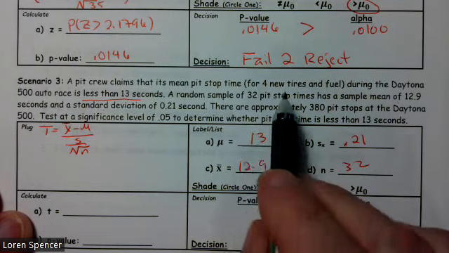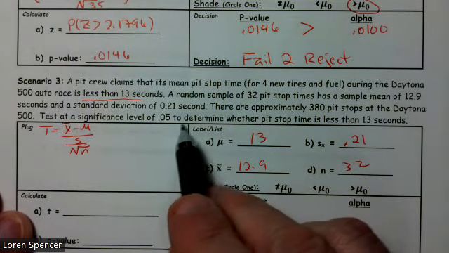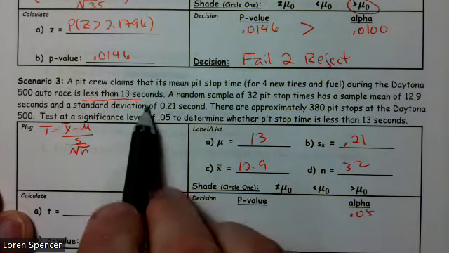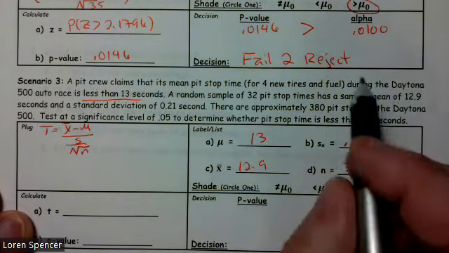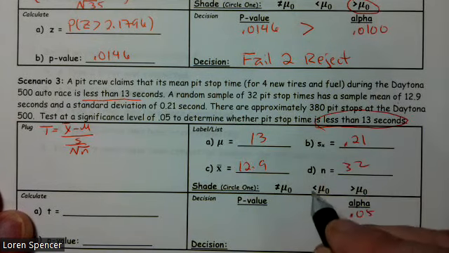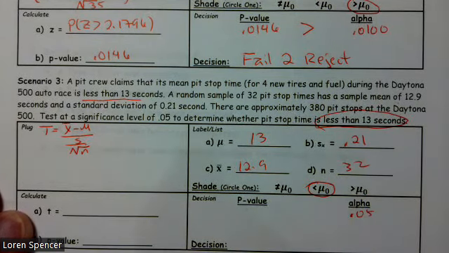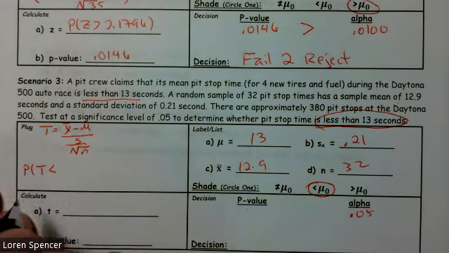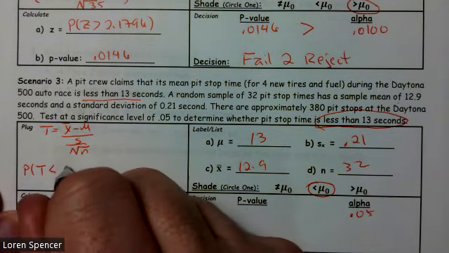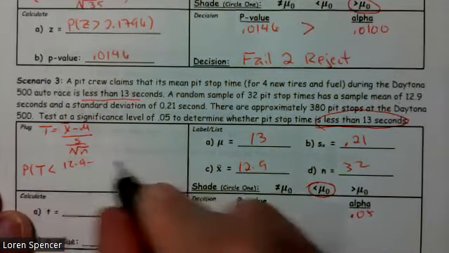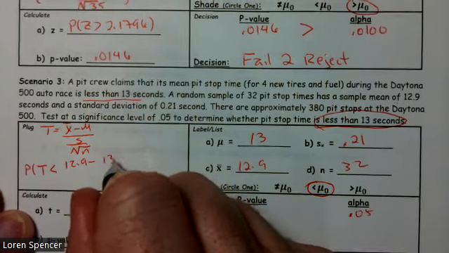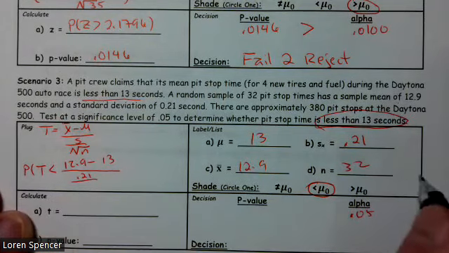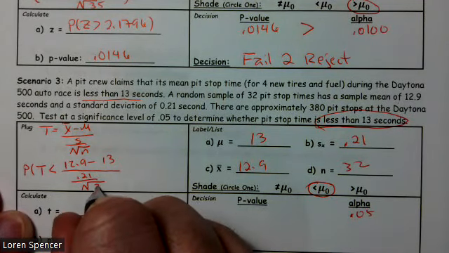And we want to see, testing at an alpha level of 0.05, whether or not the mean is less than 13 seconds. So that gives me my directions. We need a less than. So we want the probability that t is less than 12.9, my sample mean, minus my population claim of 13, divided by 0.21 over the square root of 32.